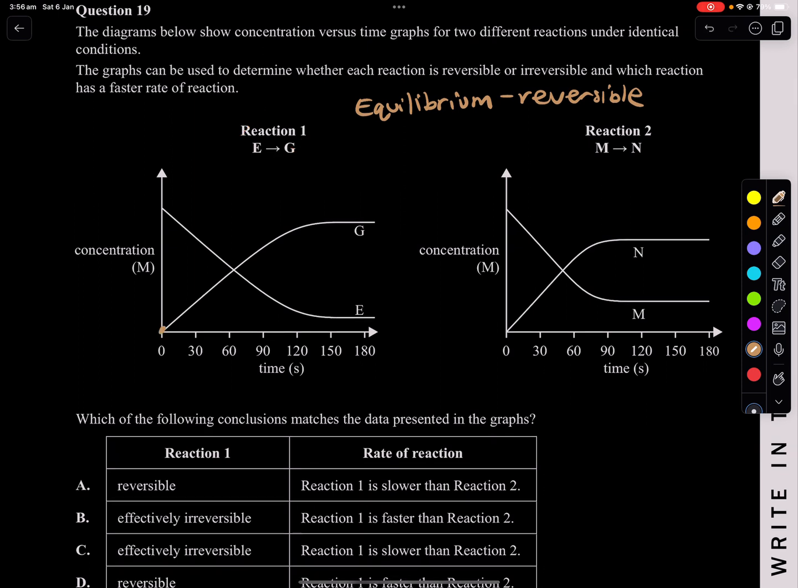We can see that we started over here. This is G. There was, of course, concentration 0, so initially there was nothing in there. But as time progresses, we can see it becomes a constant value because it's reaching equilibrium. And so what do we know?